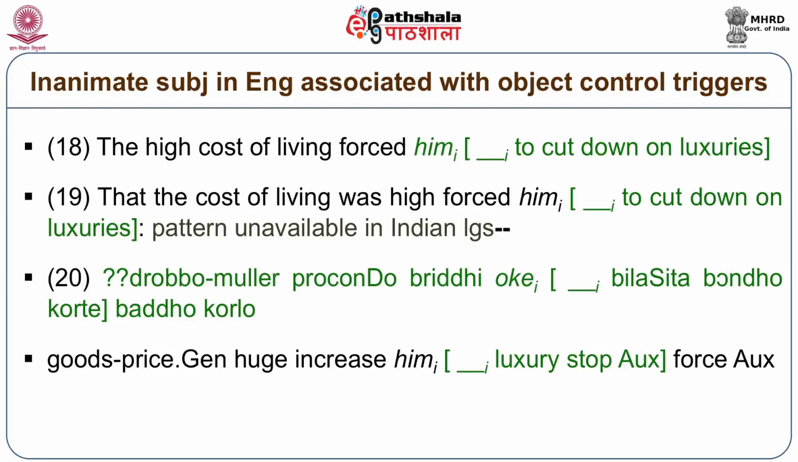Thus, consider a literal translation into an Indian language like Bangla of the English sentences 18 and 19. Sentence 18 comes out as Drobbo mulle prochondo briddhi, the rise in the prices, him or her, bilashita bandho korte, to cut down on luxuries, baddho korlo, forced. This is bad Bangla.